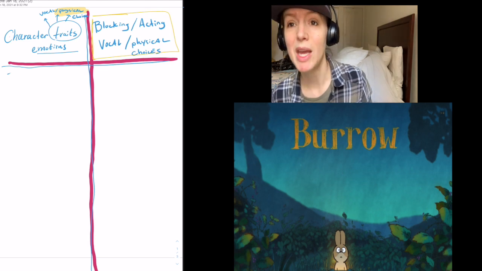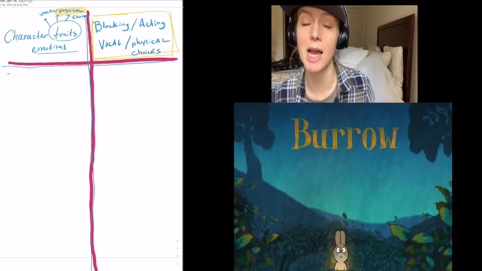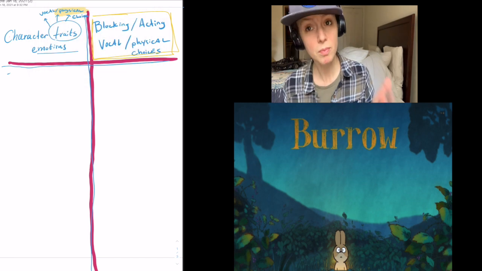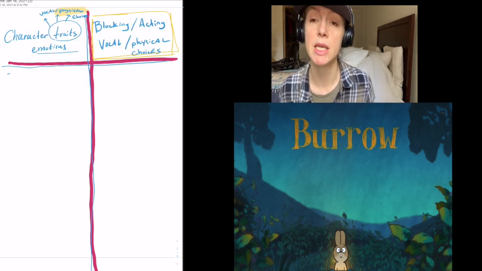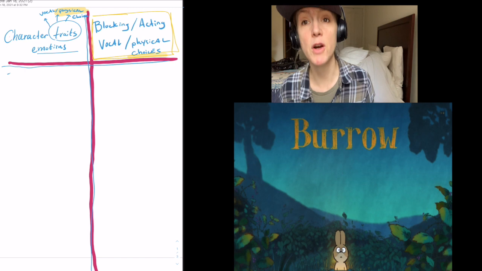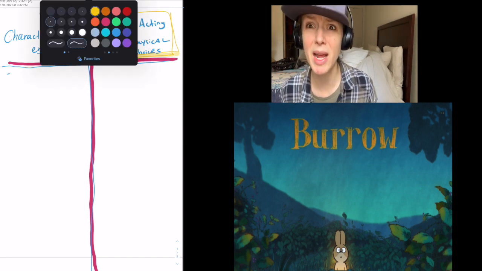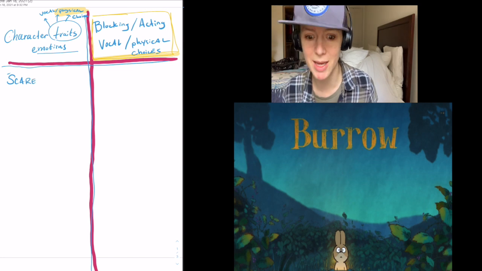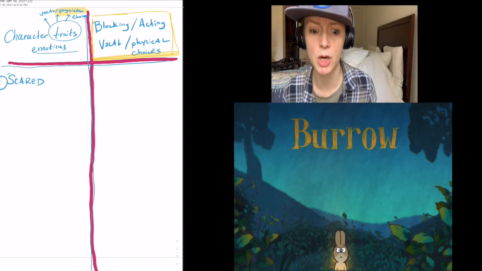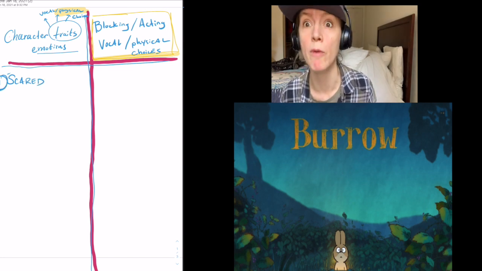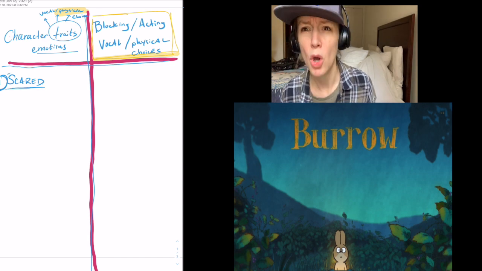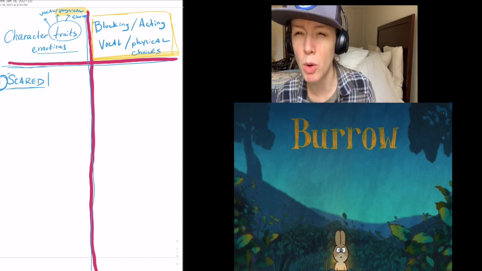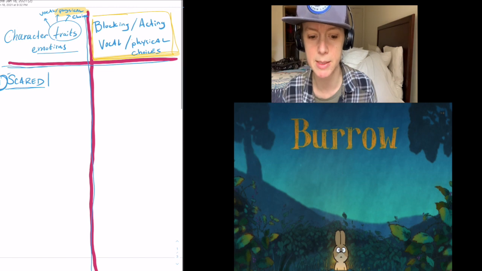So I am going to model doing this assignment off of The Burrow, and I'm going to focus on physical choices. For example, the first thing that I would write is I want to have really wide and scared eyes because I want my audience to be really interested in my character and my character's internal conflict. I am so scared. What is The Burrow about? I want to draw the audience into my piece.